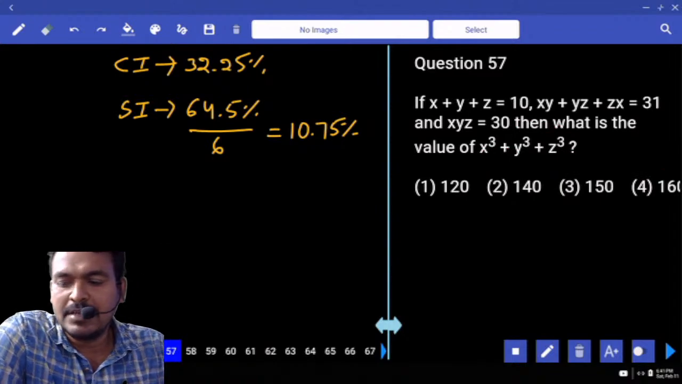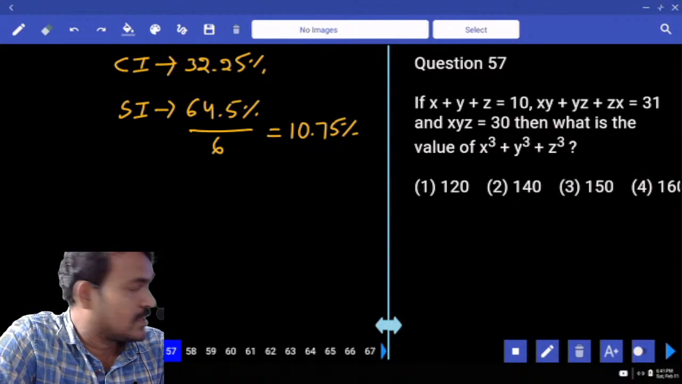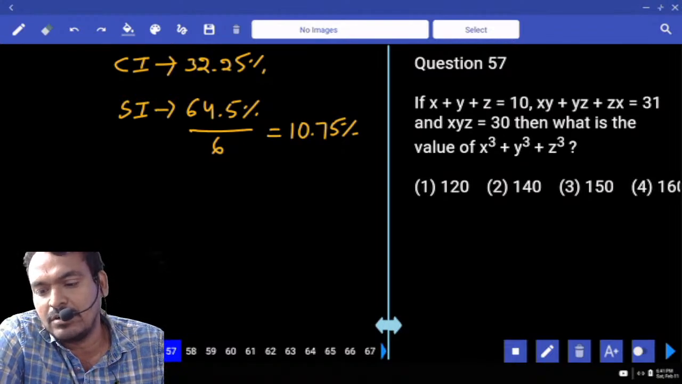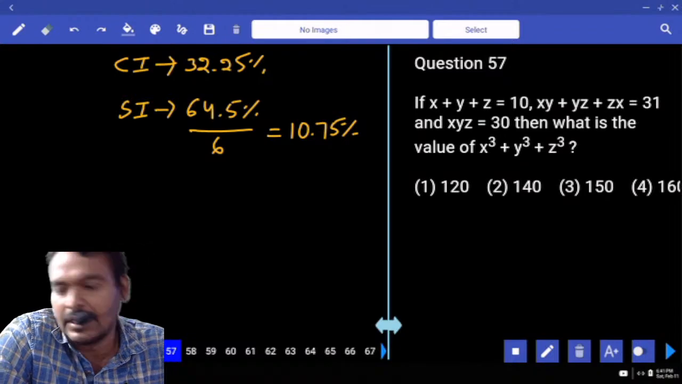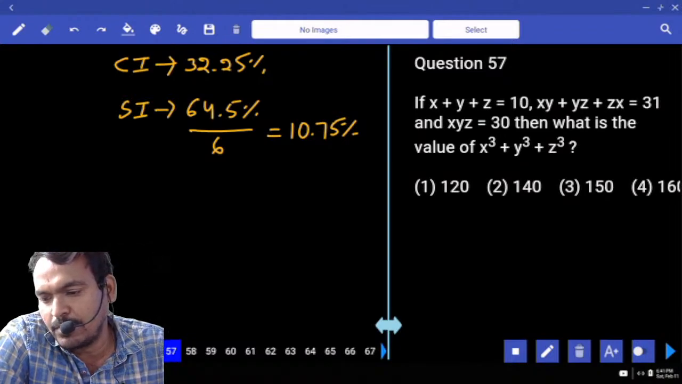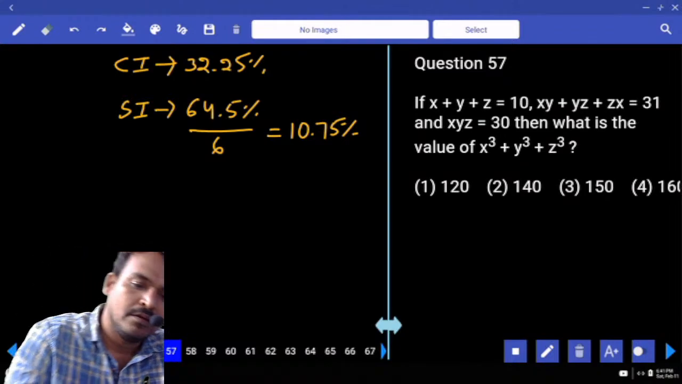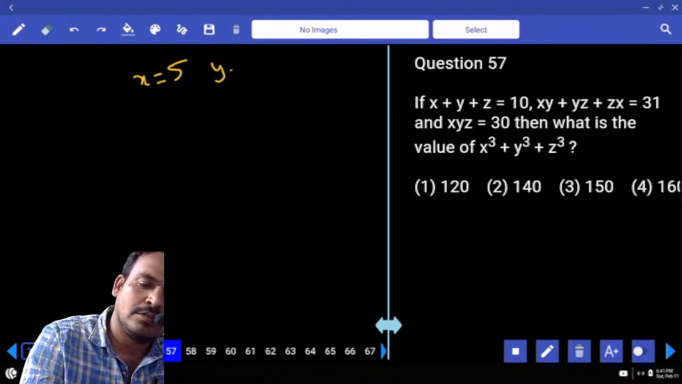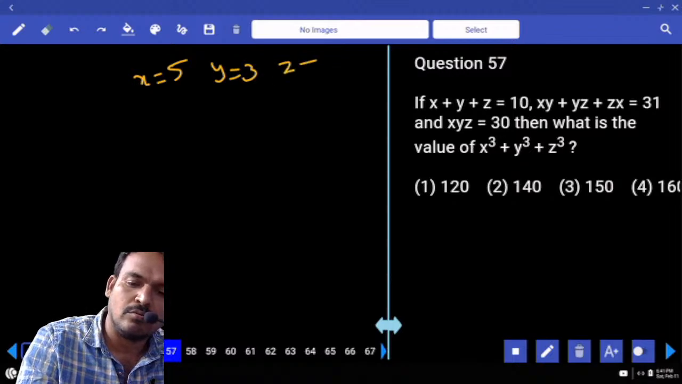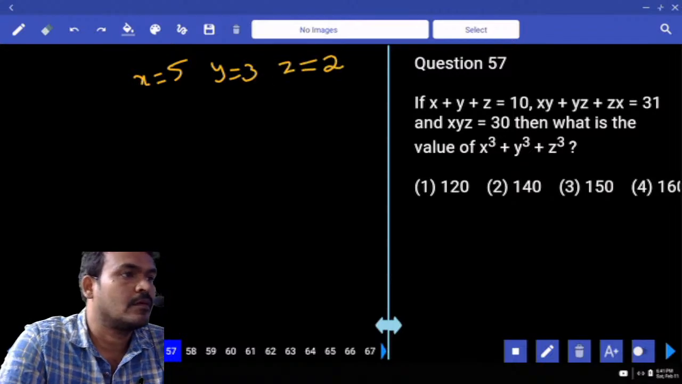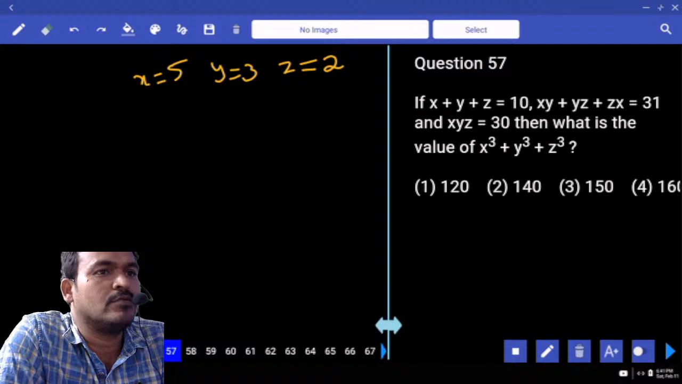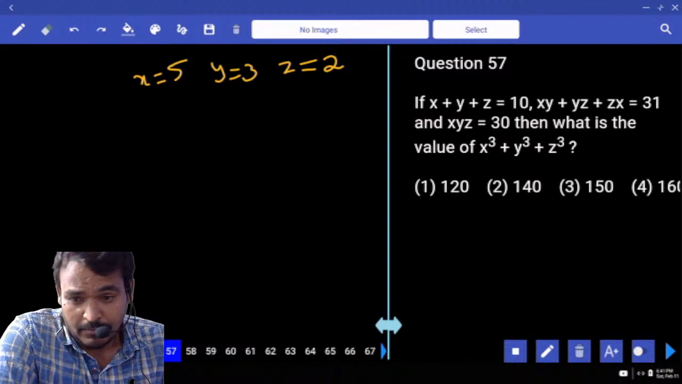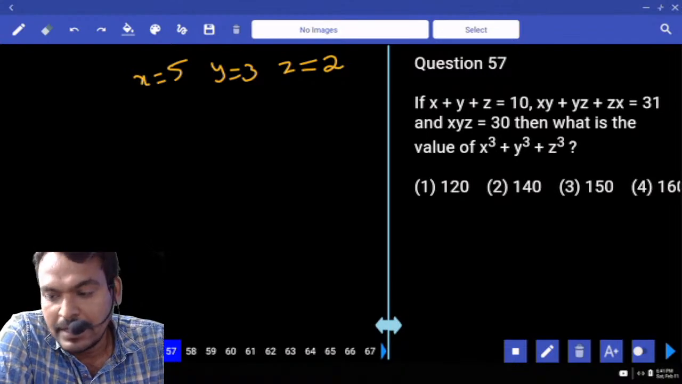X plus y plus z equal to 10. Next question number 57. X plus y plus z equal to 10, xy plus yz plus zx equal to 31 and xyz equal to 30. Then what is the value of x cube plus y cube plus z cube? Substitute the x value 5, y value 3, z value 2. 5 into 3 into 2, 30. 5 plus 3 plus 2, 10.